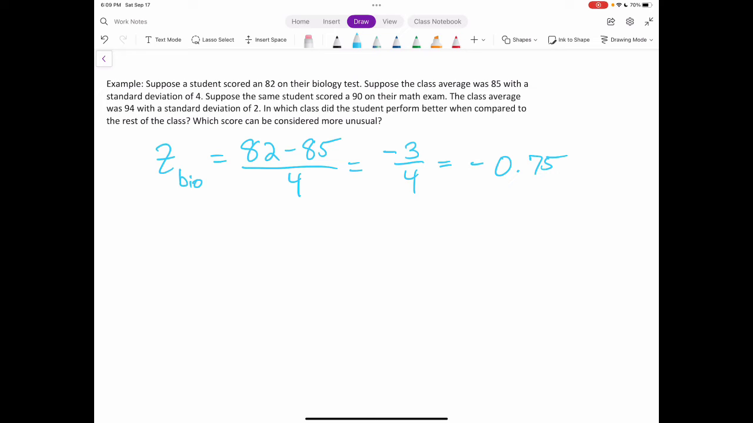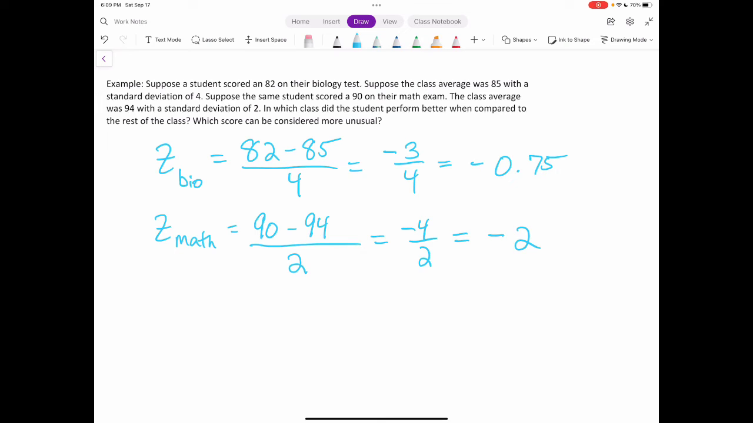Now let us calculate the z-score for the math class. Okay, so the student scored a 90 on their math exam, minus the class average for that math test, which was a 94. Divide that by a standard deviation of 2. So this will give us 90 minus 94 is a negative 4, divided by 2. Here we get a z-score of negative 2.